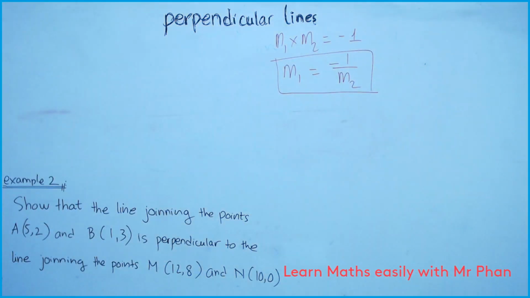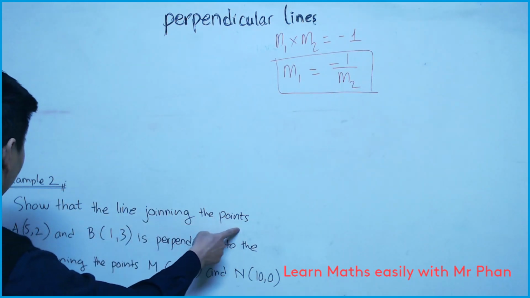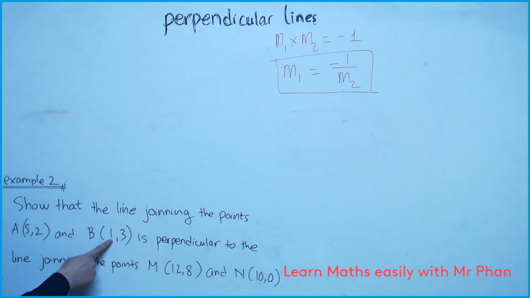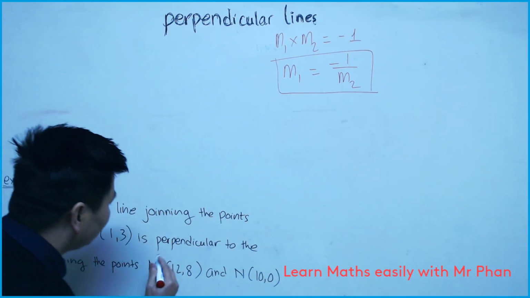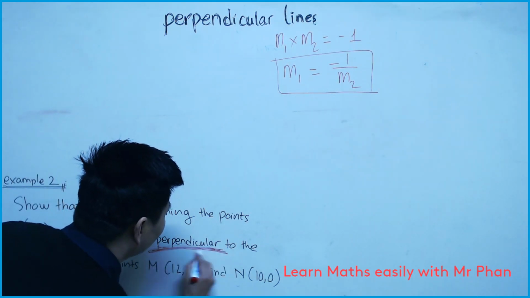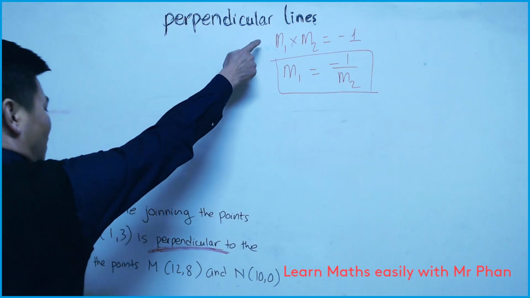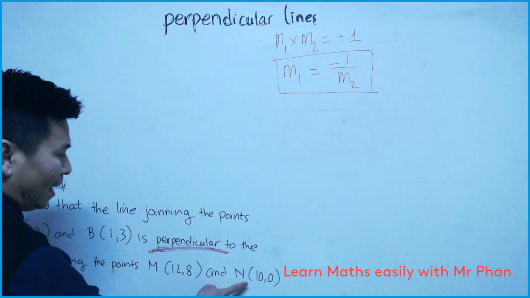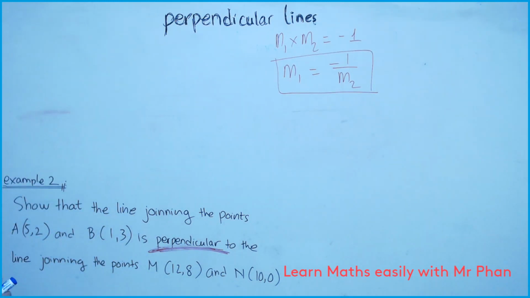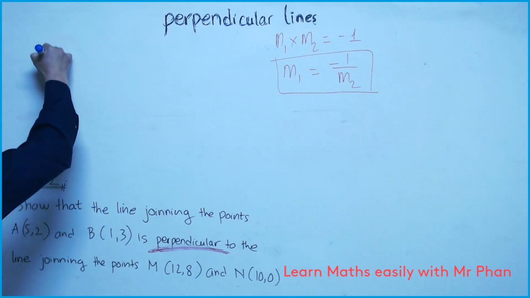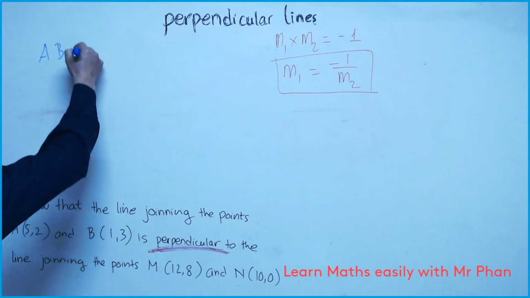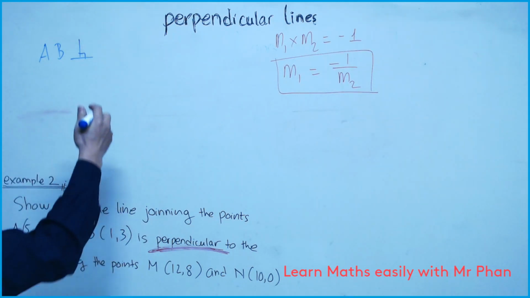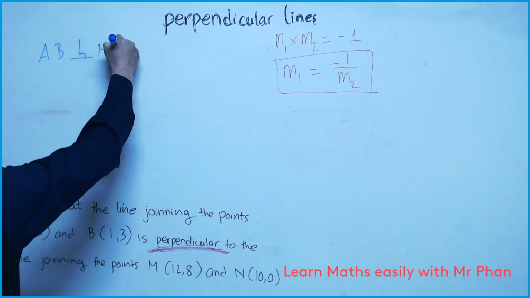Now look at the second example here. Show that the line joining the points A(5, 2) and B(1, 3) is perpendicular to the line joining the points M(12, 8) and N(10, 0). You think about this formula again. So what do you have to do here? That means I have to show that the line AB is perpendicular to the line MN.